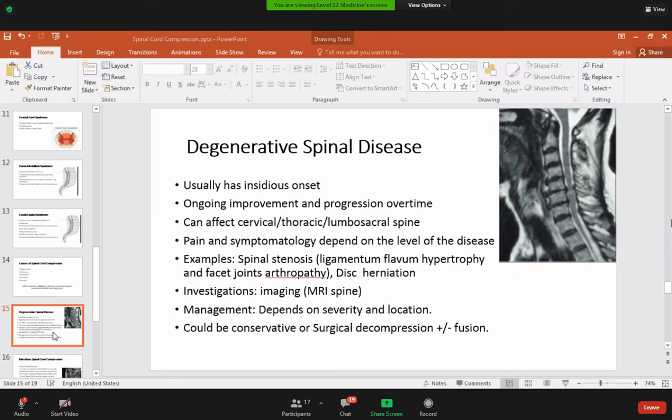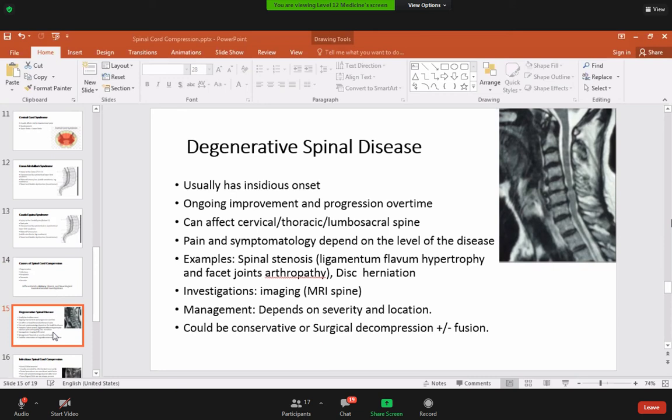Investigation is by imaging. We go for MRI of the spine to identify the extent and the severity of the condition, as well as the extent of the lesion. And management depends on the severity of the symptoms and the location of the lesion. We can treat it conservatively if the symptoms are not so severe, and the patient can be advised special exercises, and to avoid certain specific movements.